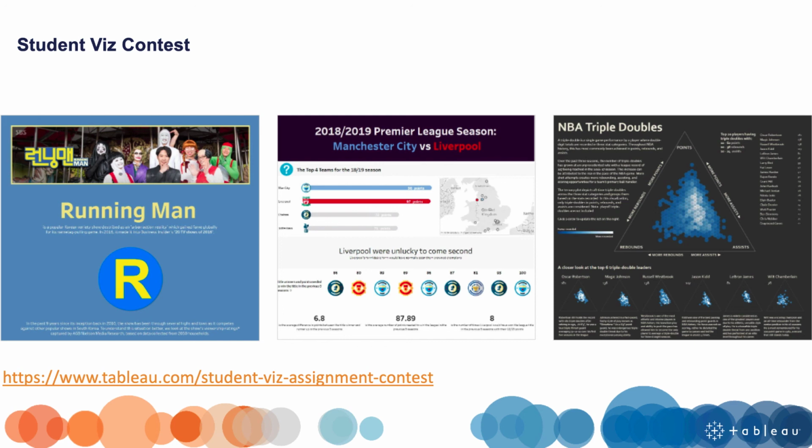For example, here you can see one of them came up with a visualization solution to the Premier League season and showed the comparison between Manchester City and Liverpool. This is some of the assignments students did, or the NBA triple-doubles visualization based on the data available to them. So why not compete and submit a solution to some of those contests? I will be informing you of the deadlines during the semester.